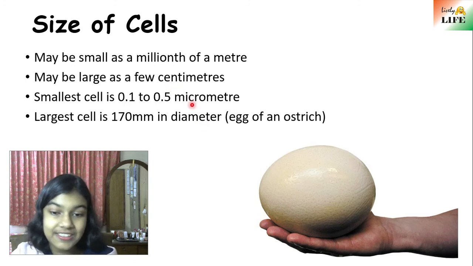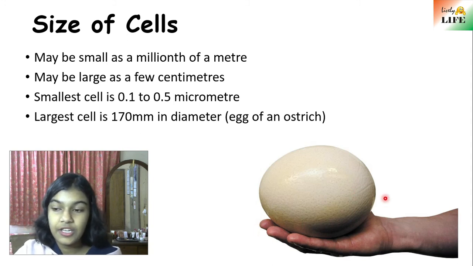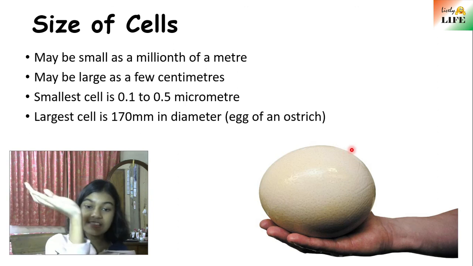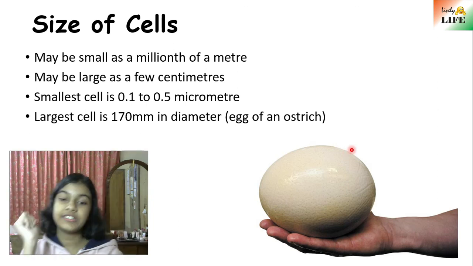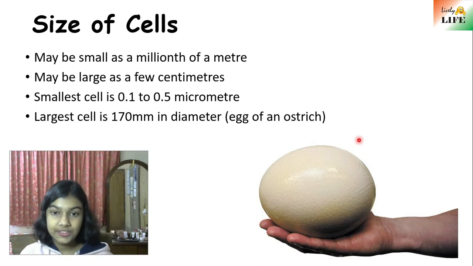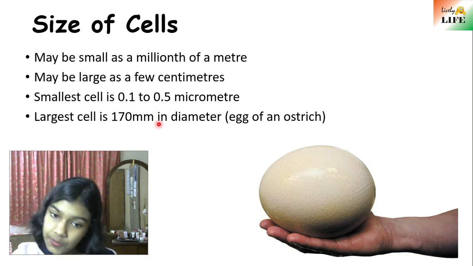We can see it, right? This is the egg of an ostrich. Suppose this is the hand, and over here the egg is present. So you can imagine how large the egg is. So this is how cells vary in size. It can be really small, it can be large as well.